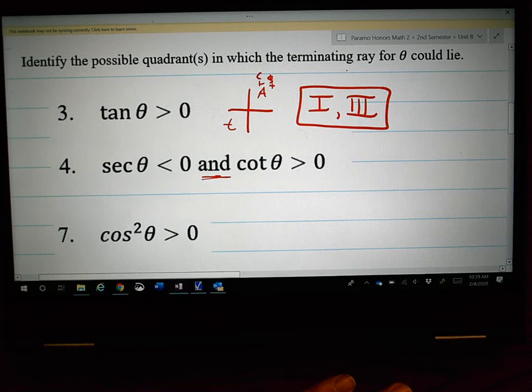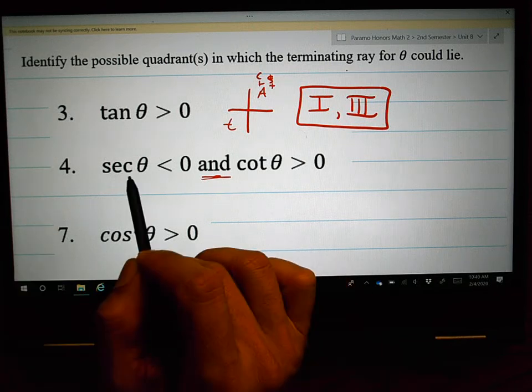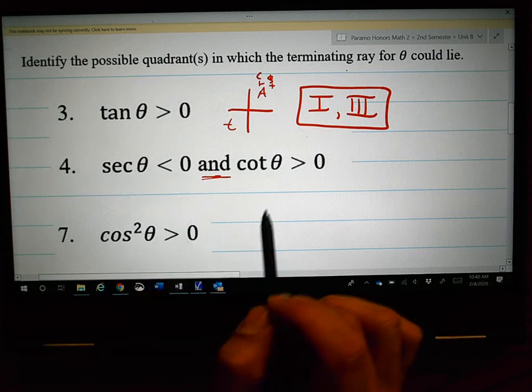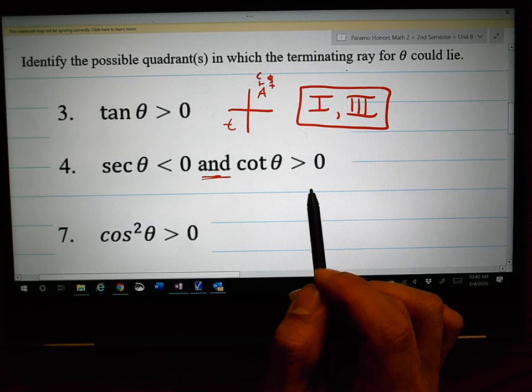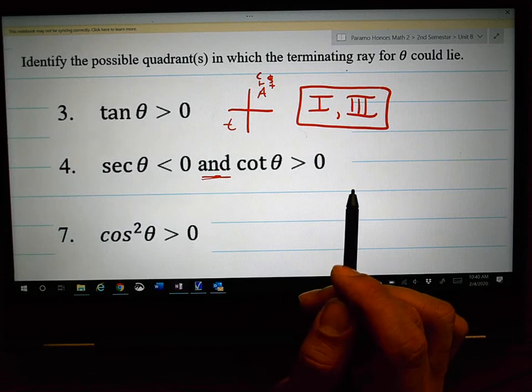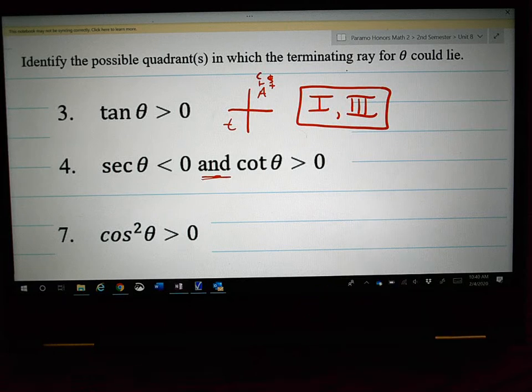This has a keyword and. And means both. So, where is the secant of an angle less than 0, and where is the cotangent greater than 0? I'm hoping you can figure that out with your partner before you answer me. What do you think the answer is? Discuss with your neighbor, please.